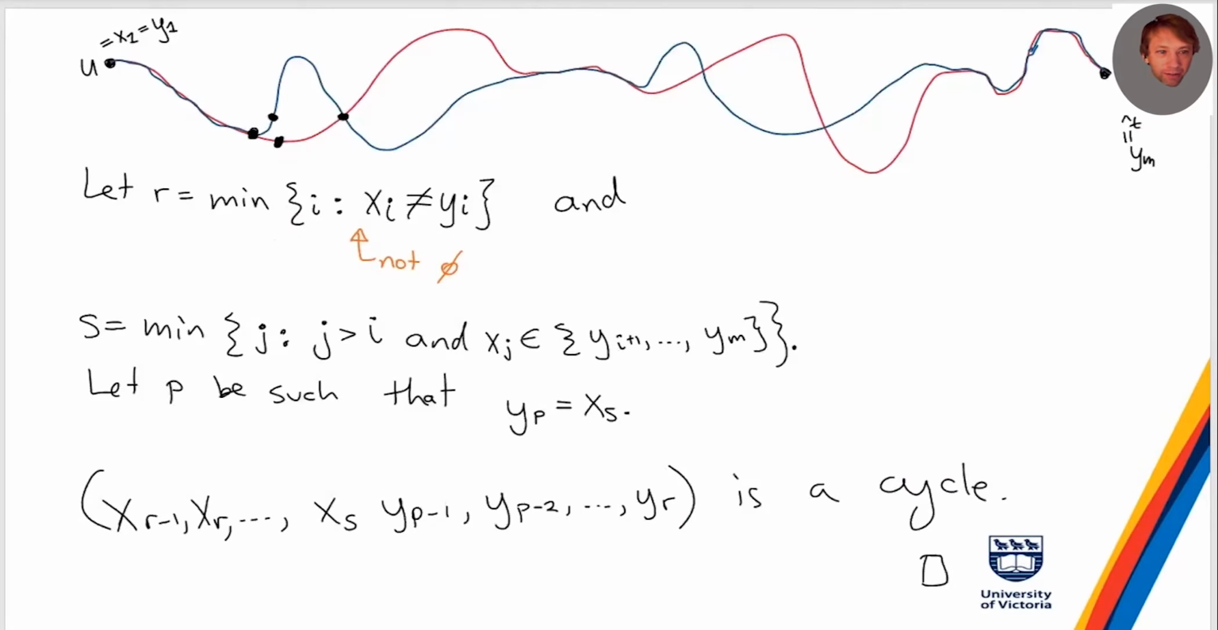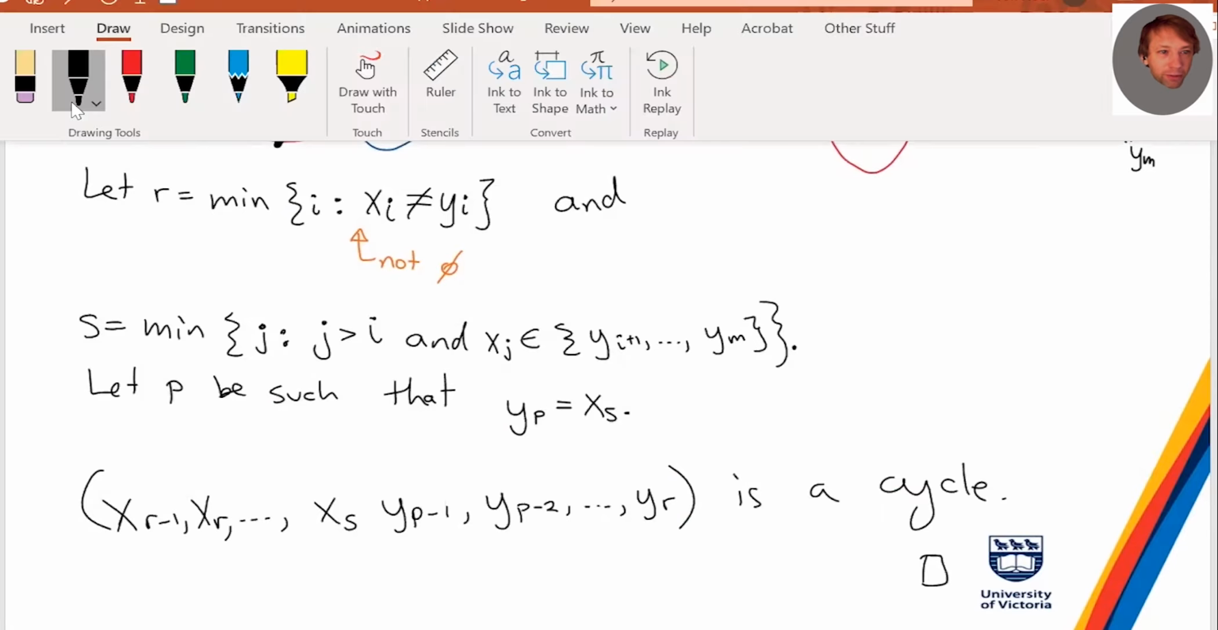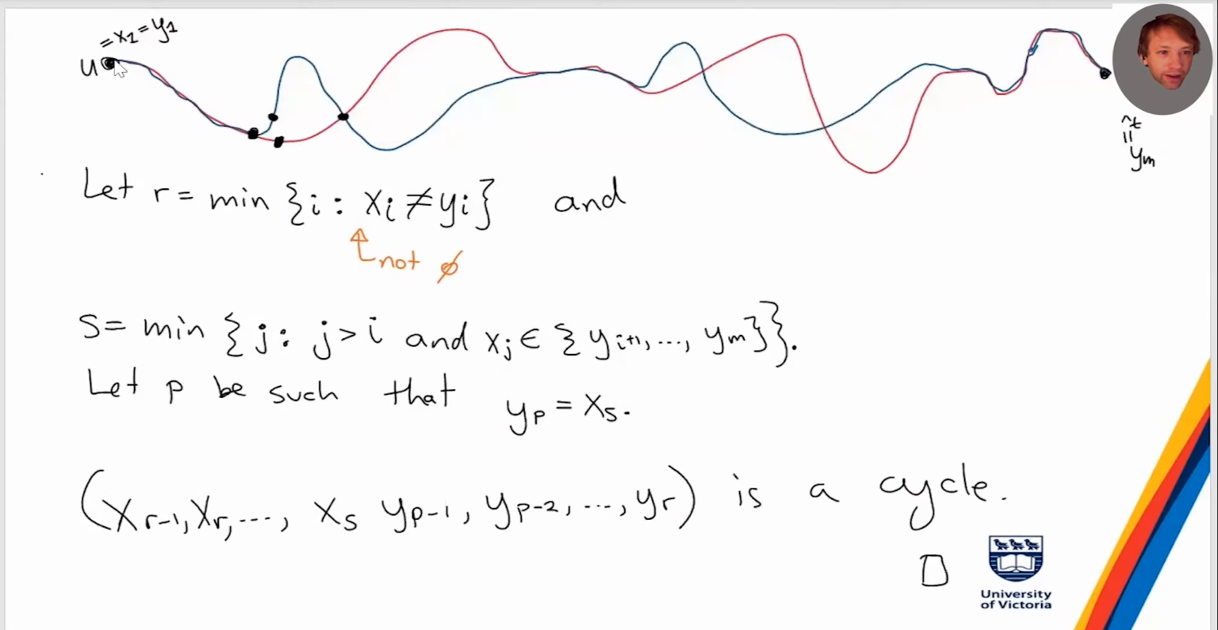So maybe both of these paths, so I've got a red path and a blue path, they start at x1, or sorry, at u, they end at v, and maybe the blue path, let's say, is x1 up to x_t, and the red path is y1 up to y_m, and they can do a lot of deviating, right? They can start the same, split apart, come back together, split apart, come back together over and over and over on their way to v, right? And these would be two different paths.